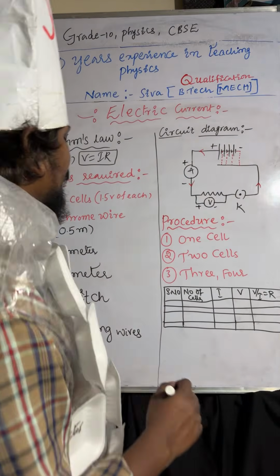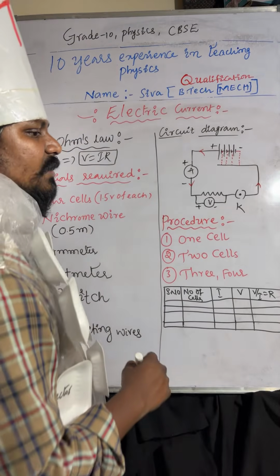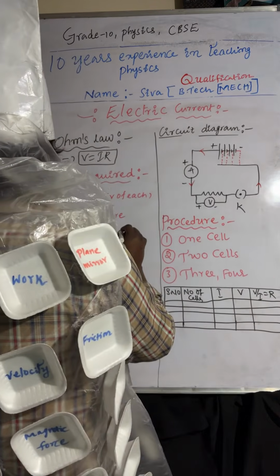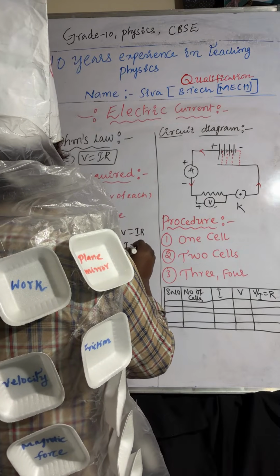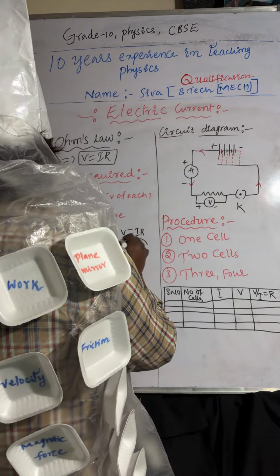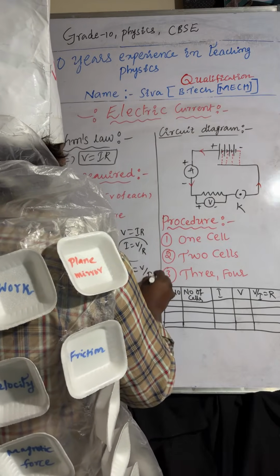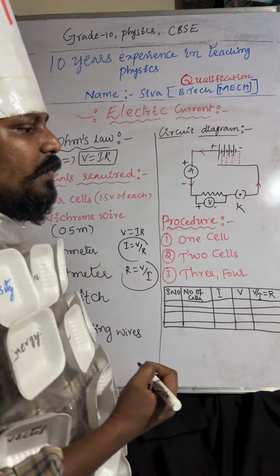So serial number, number of cells, current, that is ammeter reading, potential difference is voltmeter reading, V by I form. So V equal to IR, I equal to V by R. Okay, and R equal to V by I. Understood or not? These 2 points are very, very important.